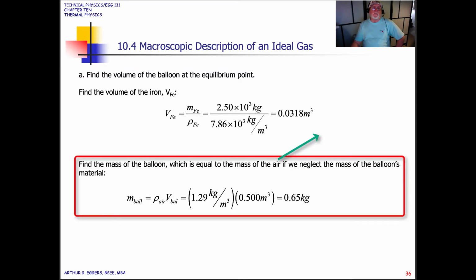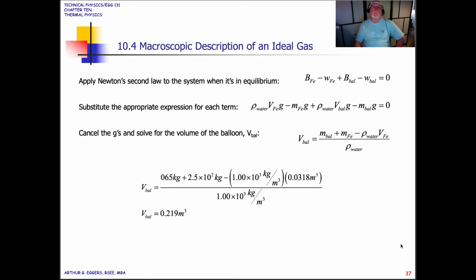Find the mass of the balloon, which is equal to the mass of the air if we neglect the mass of the balloon's material. So the mass of the balloon that we're trying to solve for is equal to the density of air times the volume of the balloon, rho V. So 1.29 kilograms per meter cubed times 1/2 meters cubed gives us 0.65 kilograms for the mass of the balloon.